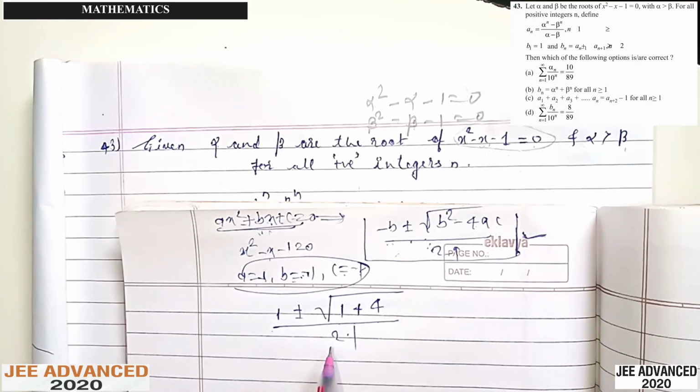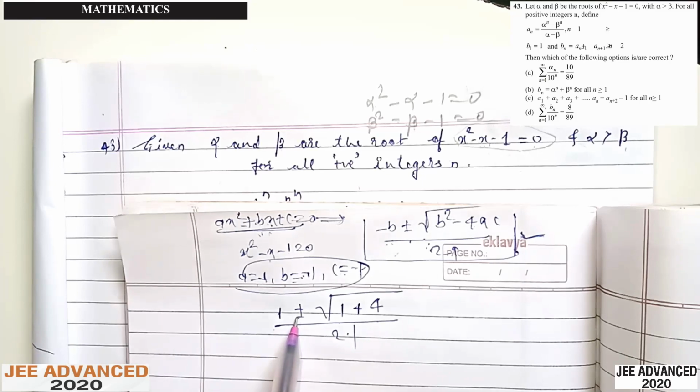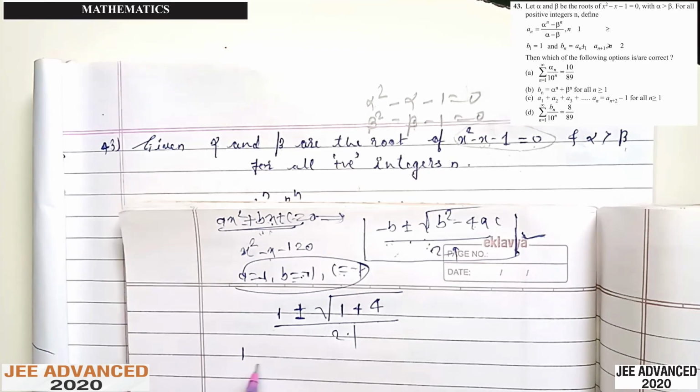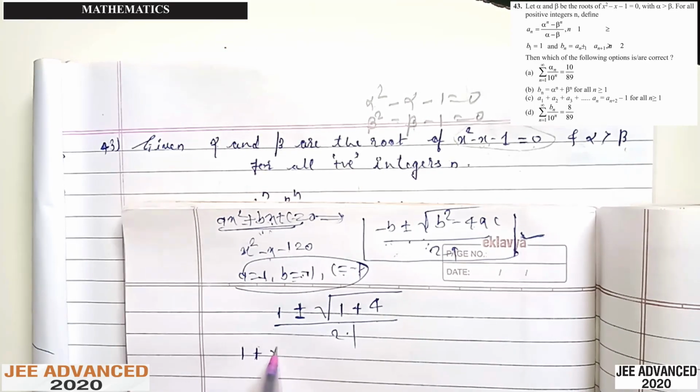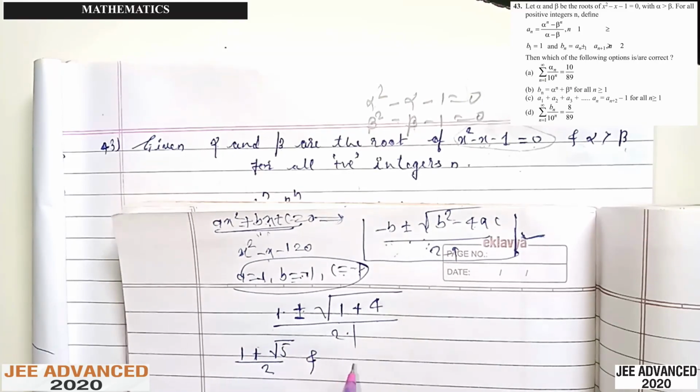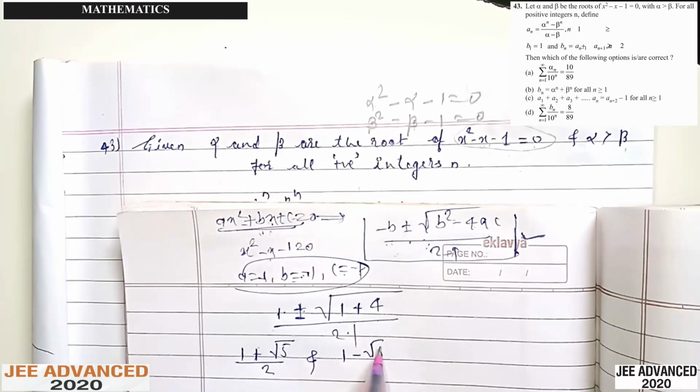Okay, so here we can see we got the two roots, because the plus minus sign is there. That's why one root goes to plus, another root goes to minus. So the first root is 1 plus root 5 by 2, and the other root is 1 minus root 5 by 2.